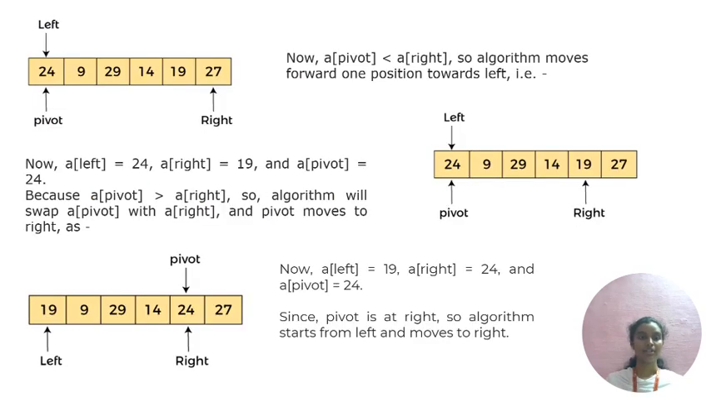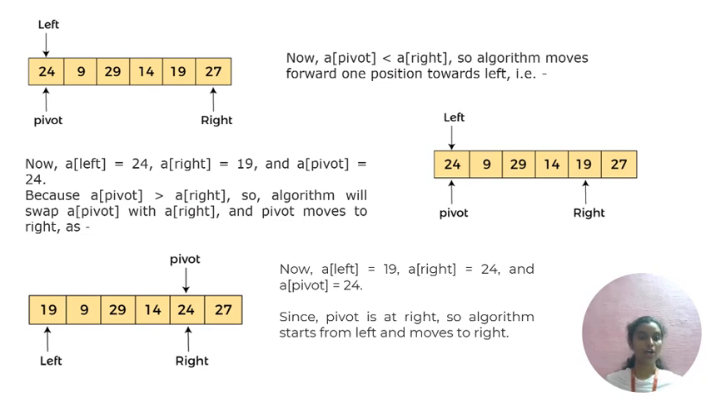Now A of pivot is less than A of right, so the algorithm moves forward one position towards the left. This is how the diagram moved.